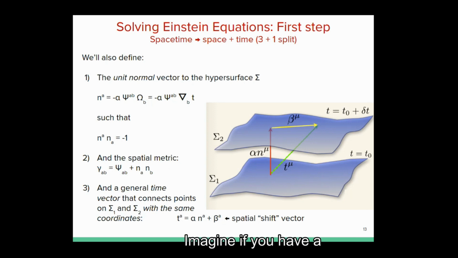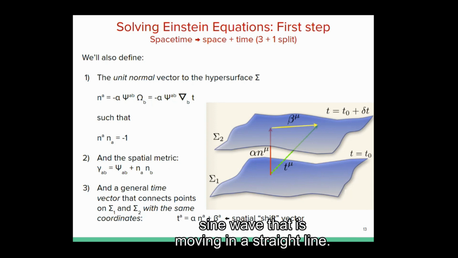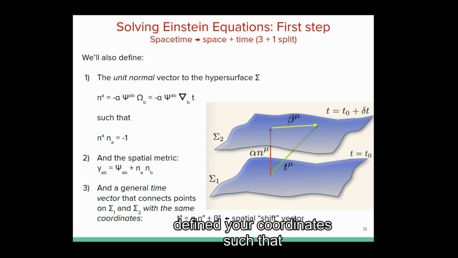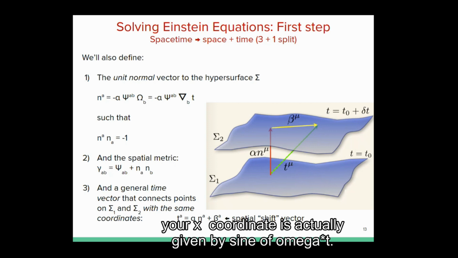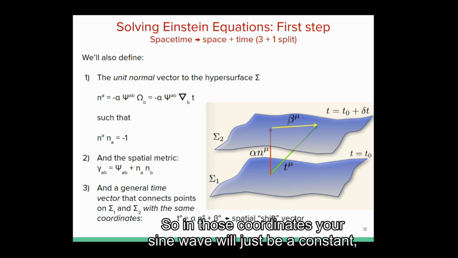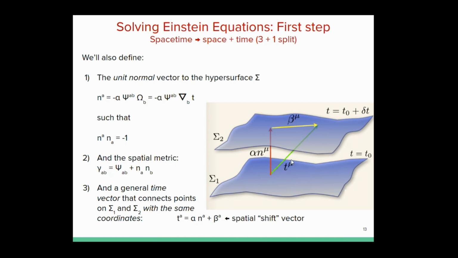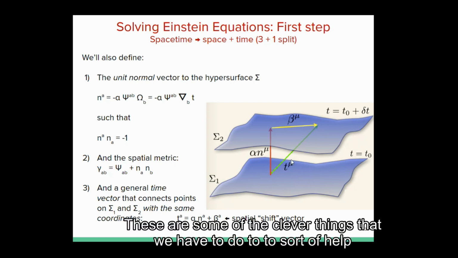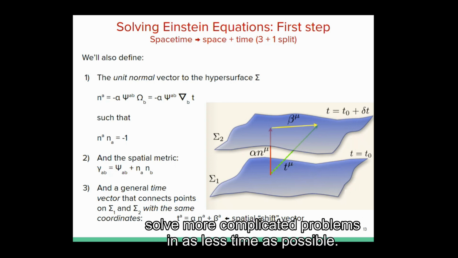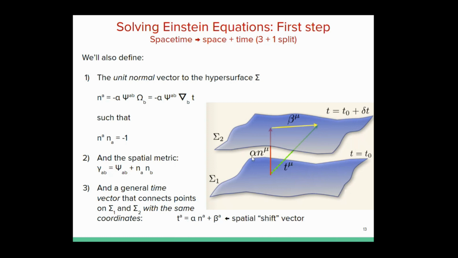Just imagine if you're trying to evolve a sine wave that is moving straight, right? Suppose we had defined your coordinates such that some x coordinate is actually given by sine of omega t. So in those coordinates, your sine wave will just be a constant. And you have absorbed the dynamics of your system in the definition of your coordinates. So that's the clever thing. These are some of the clever things that you have to do to help solve more complicated problems in as little time as possible. The goal: we don't want to take 3 years to solve these things.